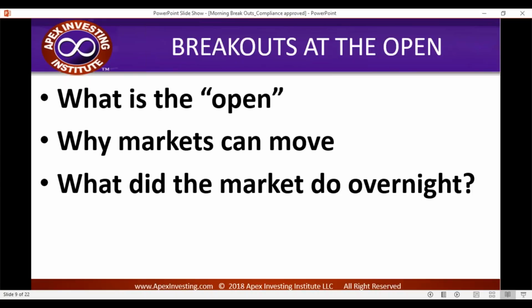And so why can the markets potentially move there? Why is there a potential breakout around open? Well, it's because all of those traders are coming in, all of that volume's coming in, and sometimes the market can open up and just chop around. Sometimes it can be very volatile. Sometimes it can shoot straight up in trends.